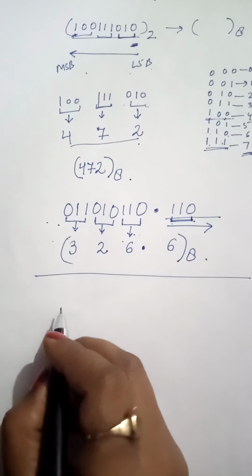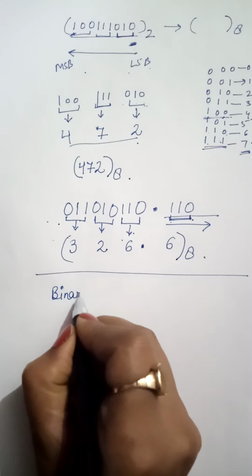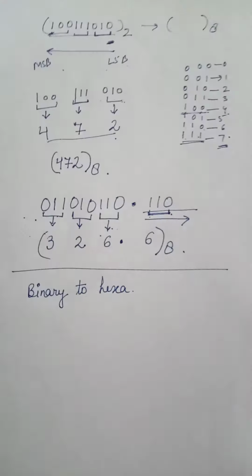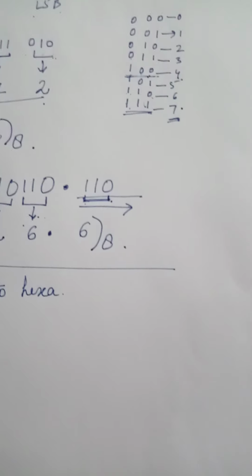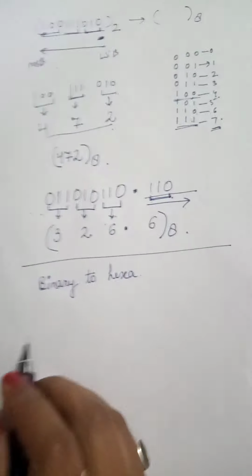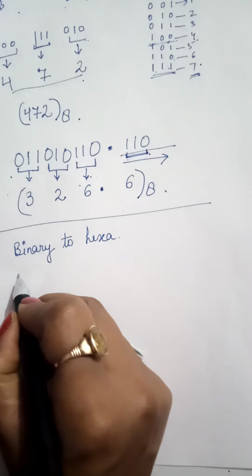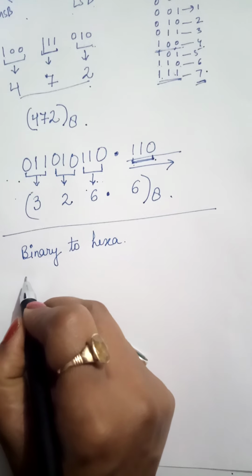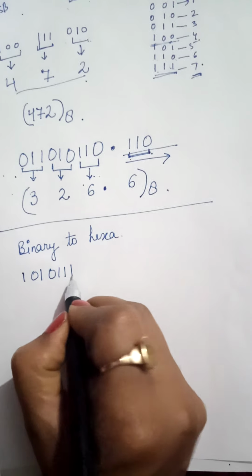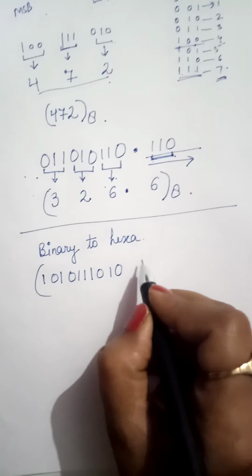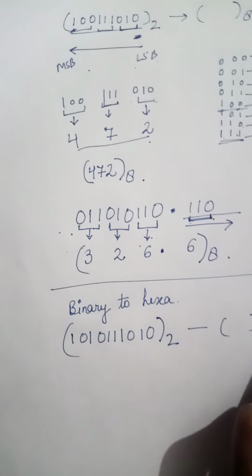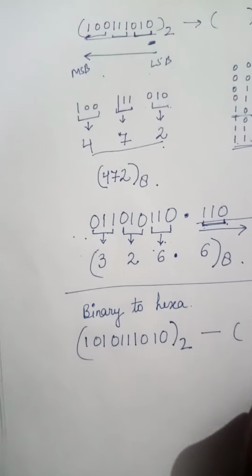Now the second conversion is binary to hexadecimal. How you will convert a number from binary to hexa? This conversion is very easy. Suppose there is a binary number, you have to convert to hexa, that is 101011111010. This number you have to convert from base 2 to base 16.